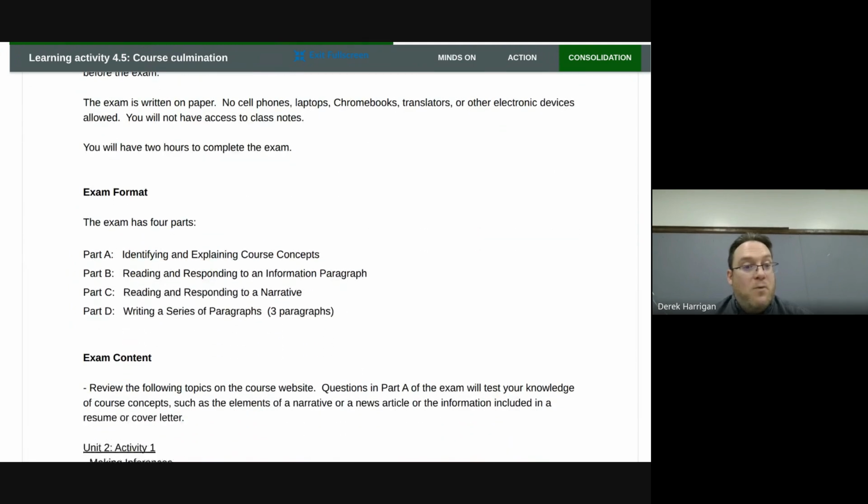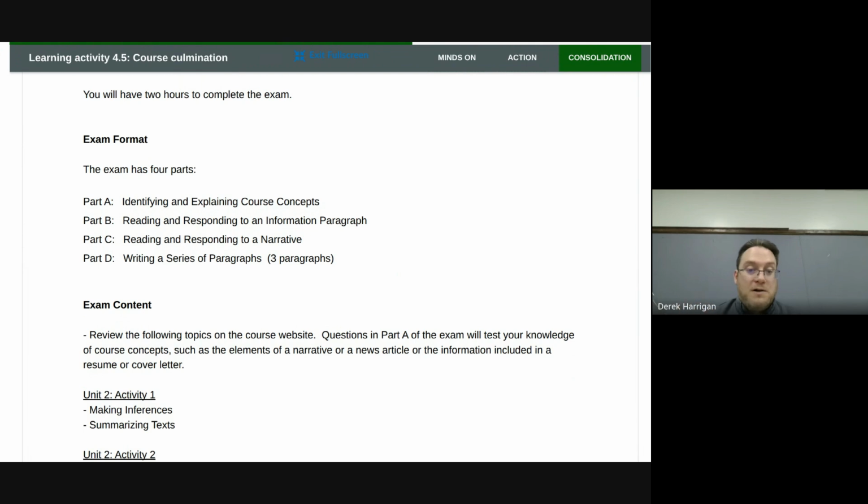In terms of the format, what will the exam look like? There will be 4 parts to the exam, very similar in style to the midterm. The first part will be identifying and explaining course concepts. I will give you some short answer and some fill in the blank questions where you will have to show me that you understand what you studied, specifically in Unit 2 and Unit 3, which we'll get to in a minute. In Part B, you will have to read an information paragraph and respond to questions. In Part C, you will have to read a narrative, a real story, and respond to questions.